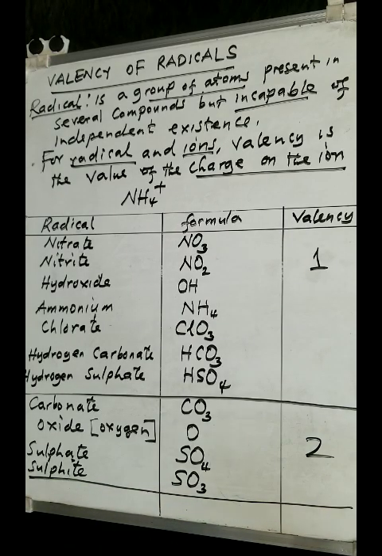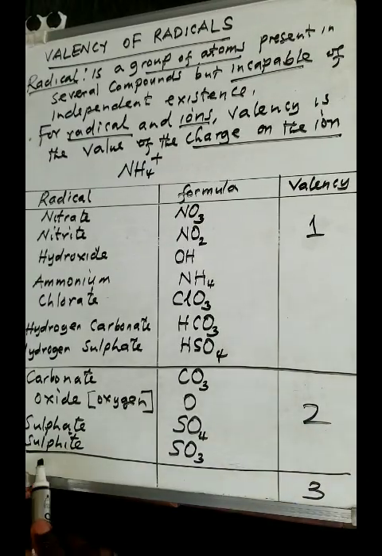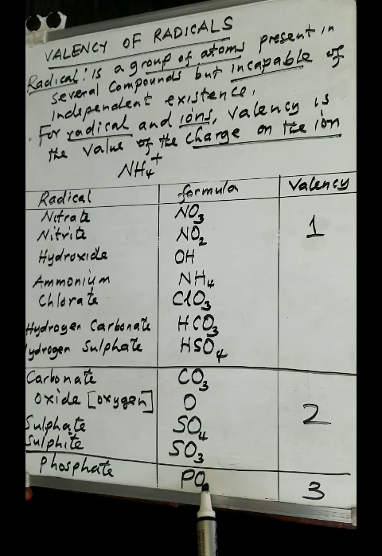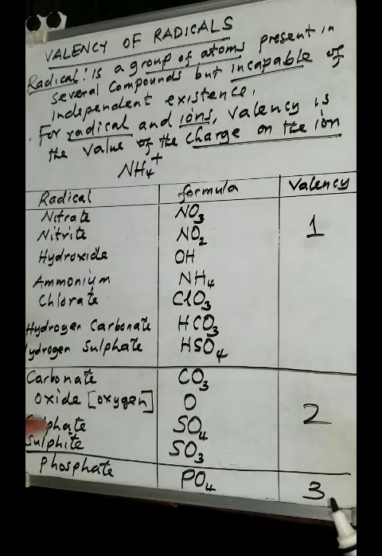And last but not least, those that have a valence of 3. The common one that we have is phosphate. Capital P, capital O, and a small 4 there. So that one simply has a valency of 3. So this is what you need to know, the valences of radicals.